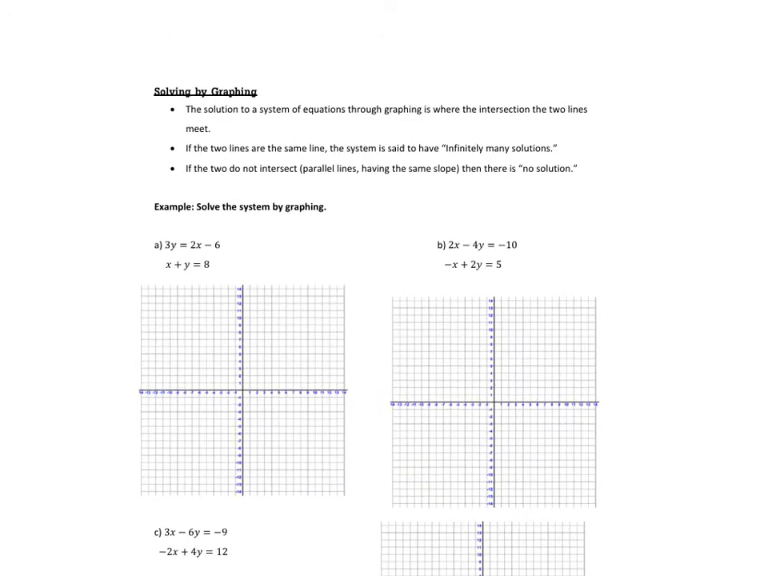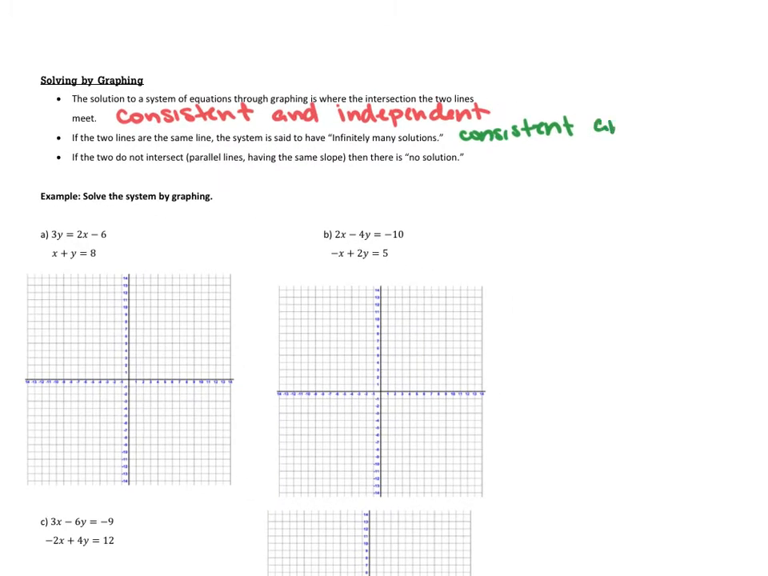So when we solve this, again, we're looking for the intersection. If they intersect, this is called consistent and independent. If they're the exact same line, this is called consistent and dependent. And if they don't intersect at all, they're parallel lines, this is called inconsistent.